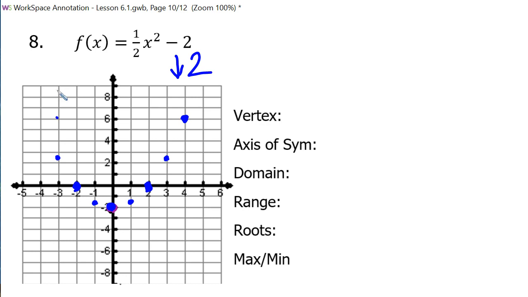Oh, that's on the same line. This is a vertical shrink by a factor of 1/2. What was the vertex?